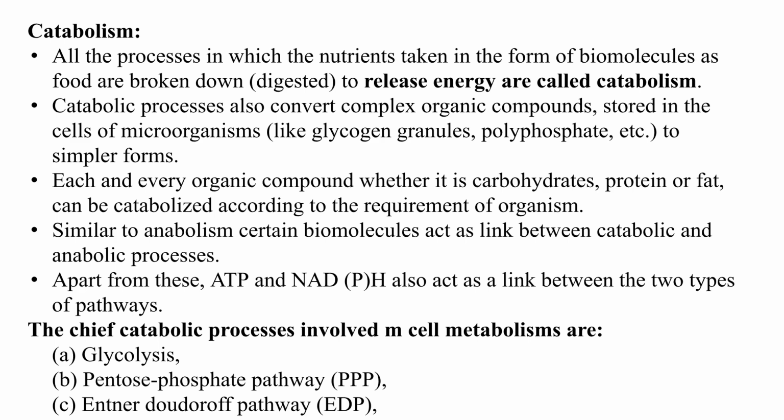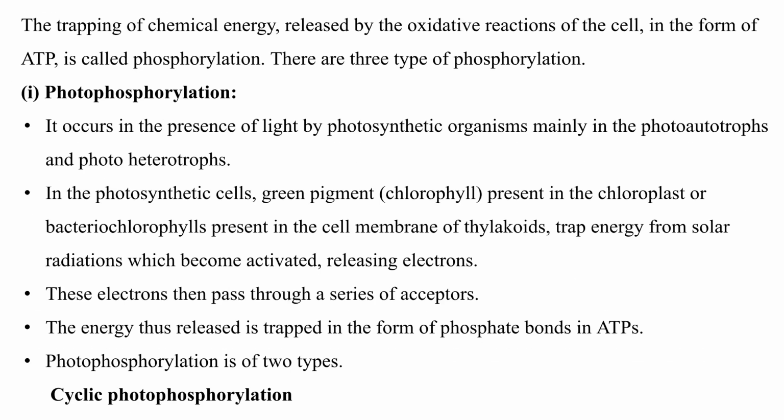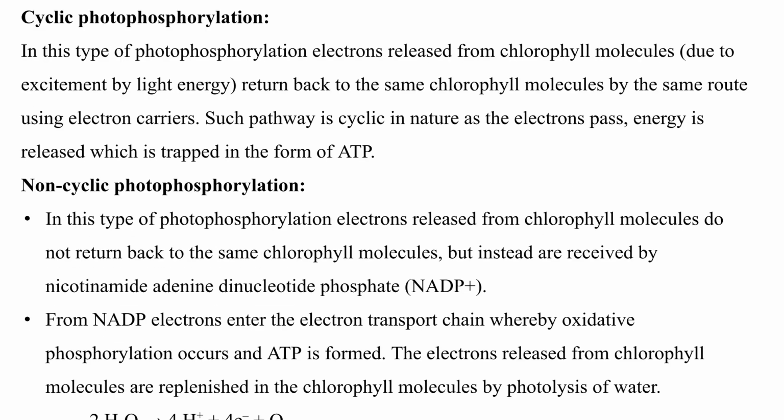Key catabolic processes include glycolysis, the tricarboxylic acid cycle, and fermentation. Adenosine triphosphate, or ATP, is the chief energy carrier molecule. It is required for anabolic processes and is formed during catabolic processes. The trapping of chemical energy in the form of ATP is called phosphorylation. There are three types: photophosphorylation, oxidative phosphorylation, and substrate-level phosphorylation.